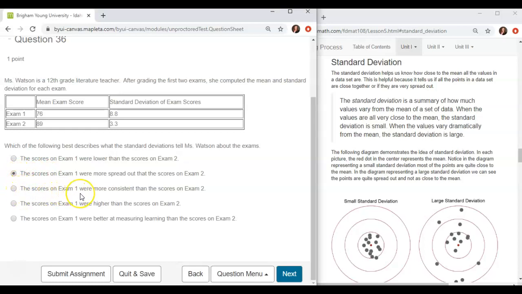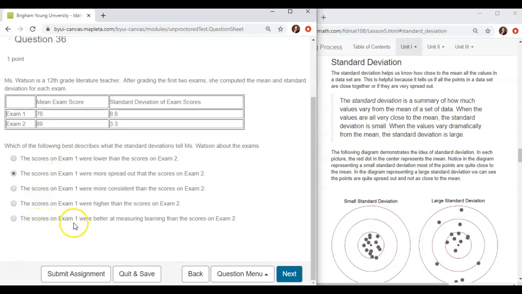The scores on exam 1 were more consistent than the scores on exam 2. Because it has a higher standard deviation, that's not the case. It's actually exam 2 that has less spread, which means they are more consistent. The scores on exam 1 were higher than the scores on exam 2. That's not the case either, as we can see that they are smaller. But again, that's not what the standard deviation tells us.